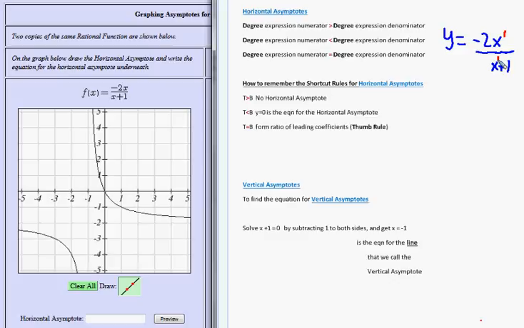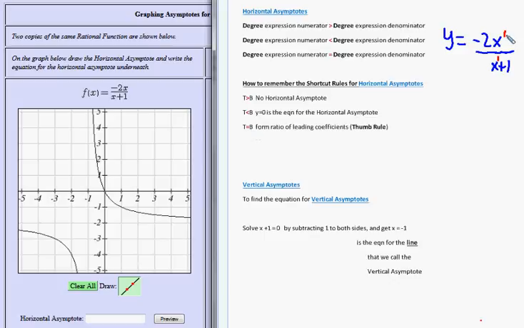Now there are three cases. The degree of the expression on top, which I labeled t here, can be bigger than the degree of the expression on the bottom, which I've labeled b. That's not the case here because they're both 1. The second case is if the top is smaller than the bottom, meaning the degree on top is smaller than the degree on the bottom, you'd have y equals 0 as the equation for the horizontal asymptote. What we have is the third case.